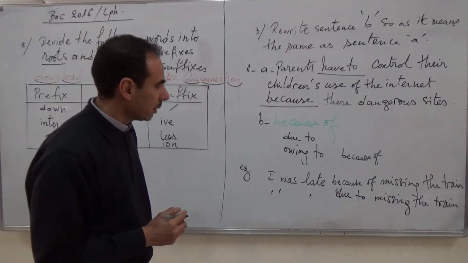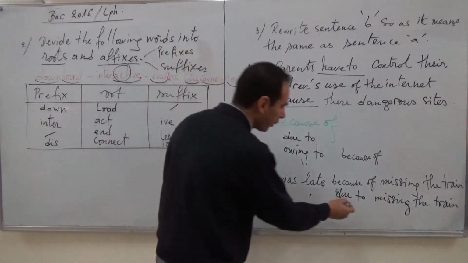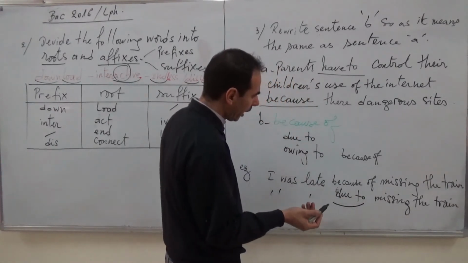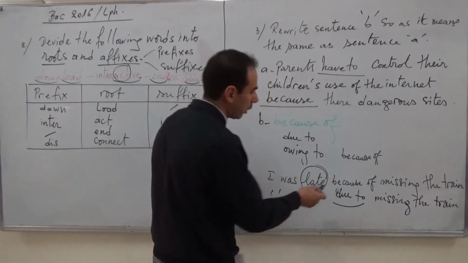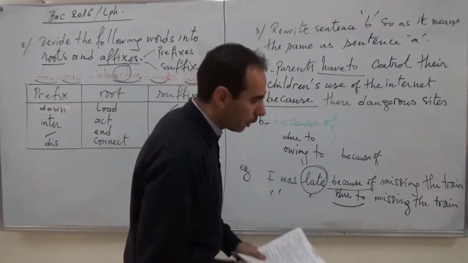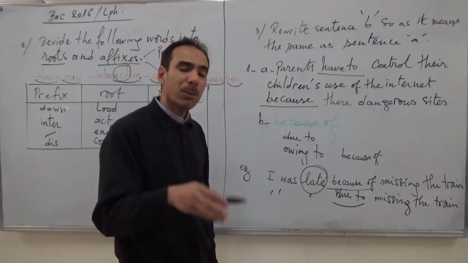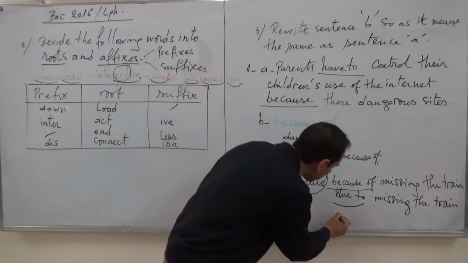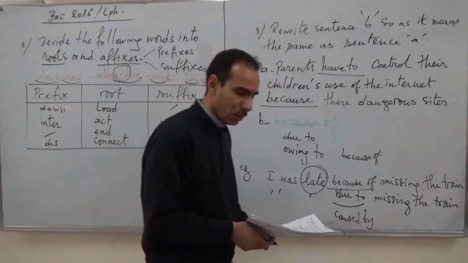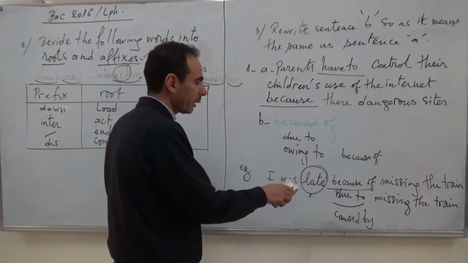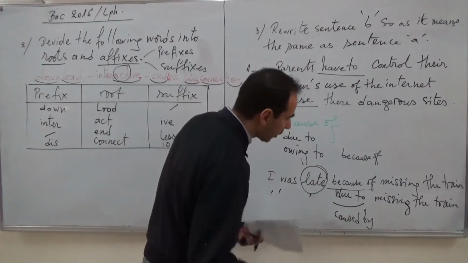It seems not. Due to missing the train, it doesn't go, because due to modifies a pronoun or a noun. Here, due to modifies a verb and it doesn't go. Because of modifies a verb, but due to cannot. If I go to the trick I gave you and replace all this by caused by, caused by missing the train, it doesn't go either. So the correct sentence is with because of, but not with due to or caused by.